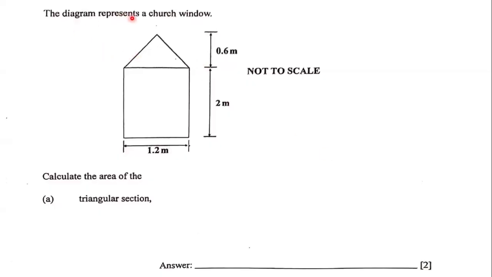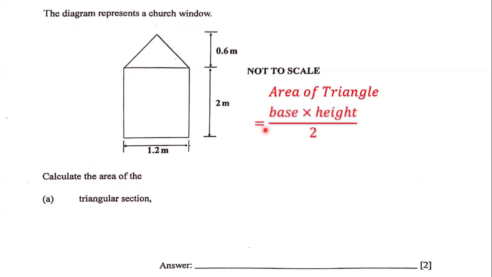The diagram represents a church window. Calculate the area of the triangular section. And so here we have the triangular section of the window. Now, in order for us to determine the area of this triangle, we're going to use this formula. The formula for the area of a triangle is base times height divided by 2.